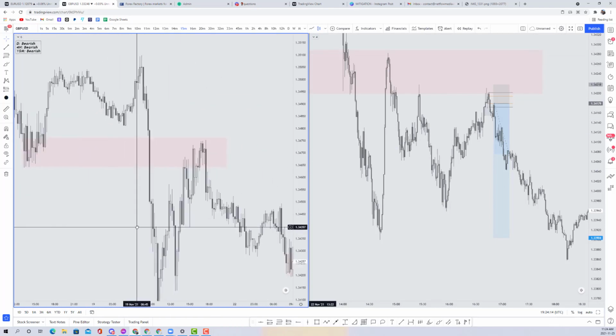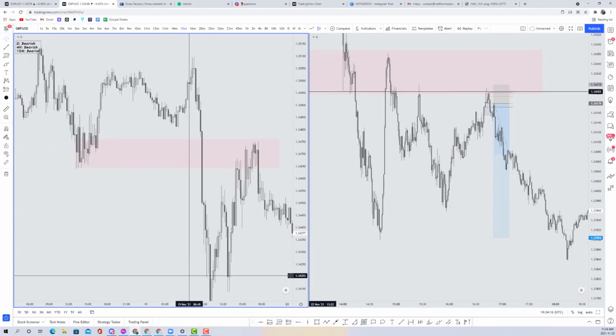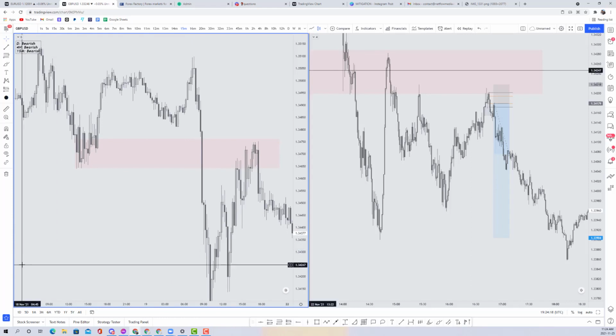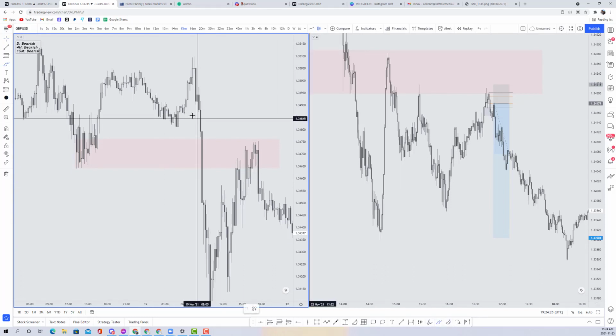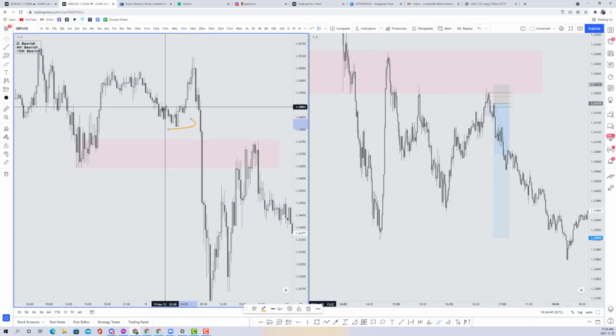So here we have another one again. You can see we have 2 areas. Now, here you might be wondering, why is this not a breaker block? If we actually look at it, you did have a little bit of a reaction. It started throwing wicks. If you went down on the lower time frame, something like the 5 minutes, you would likely find some sort of reaction to something in here. We can see there's a reaction, so we would not pull this zone.